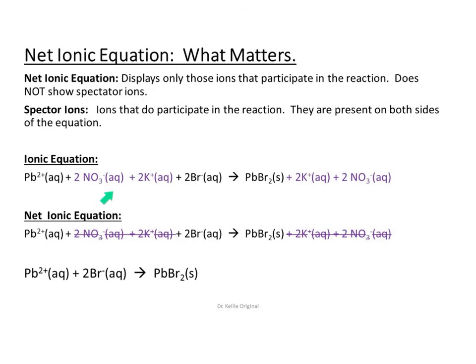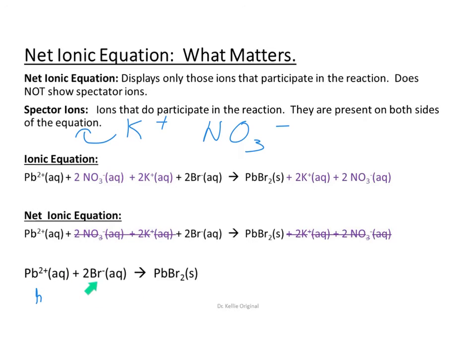So my potassium and nitrate aren't participating in the reaction. That makes them spectator ions. So my potassium and my nitrate are spectator ions. So we can cancel them out. They appear on both sides of my equation, so I can go ahead and cancel them out. That leaves me with just the ions that are participating in the reaction. My reaction is really a love story between my lead and my bromide getting together. My lead 2 ion reacts with 2 bromide ions to form lead 2 bromide solid. That's the actual reaction occurring.